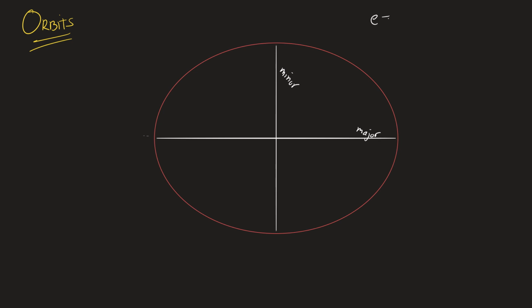And we describe how squished it is by something called its eccentricity. We use an E here, but I'm not going to write eccentricity because I'm afraid I can't spell it. So it's just going to be an E. And it's the ratio of the minor axis to the major axis. You don't need to know much about this. What you do need to know is that the smaller this number is, the more squished your ellipse is. But the biggest this number can be is 1. And 1 is a circle.